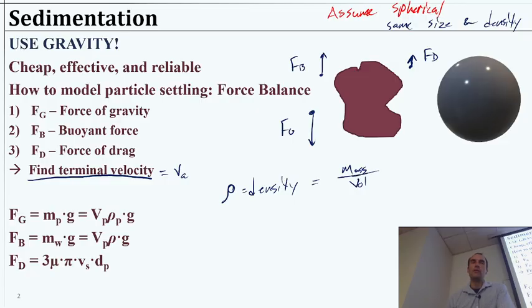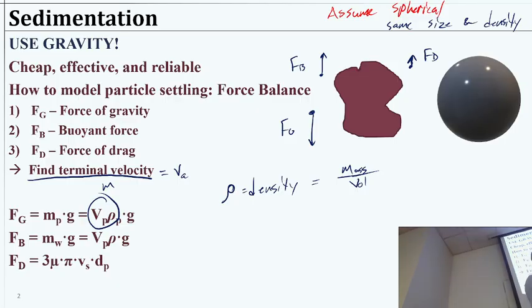So with that, if we multiply the particle volume by its density, that's mass. So that's what we're doing here. This is just a term giving us mass. Still using acceleration due to gravity. So that's our force due to gravity.